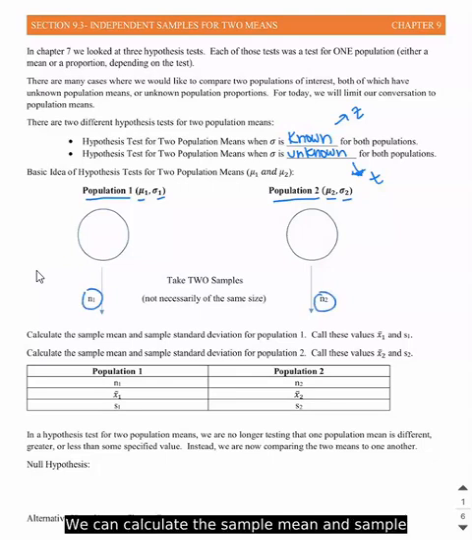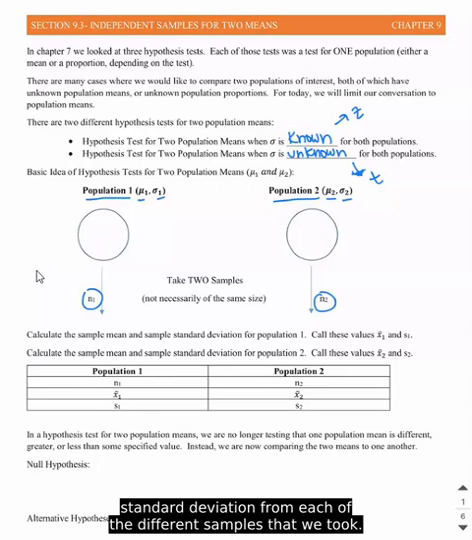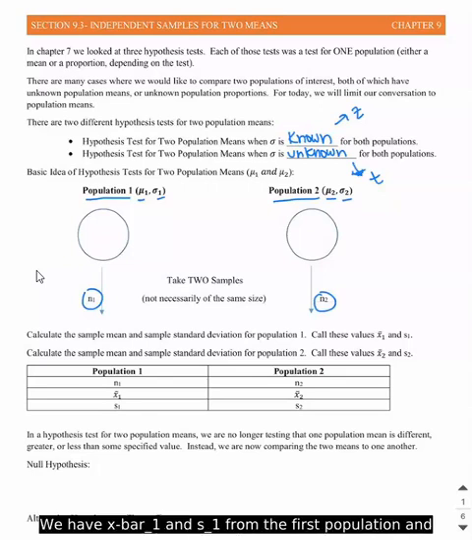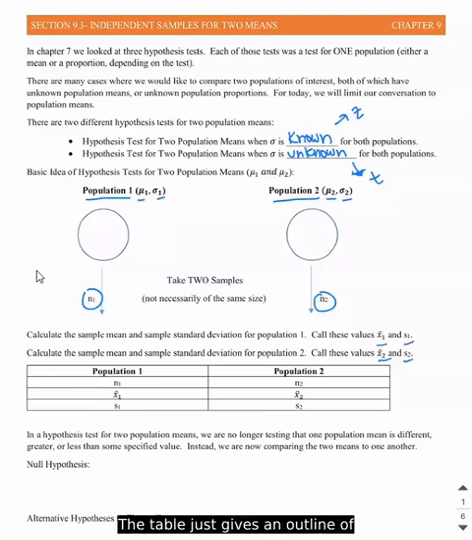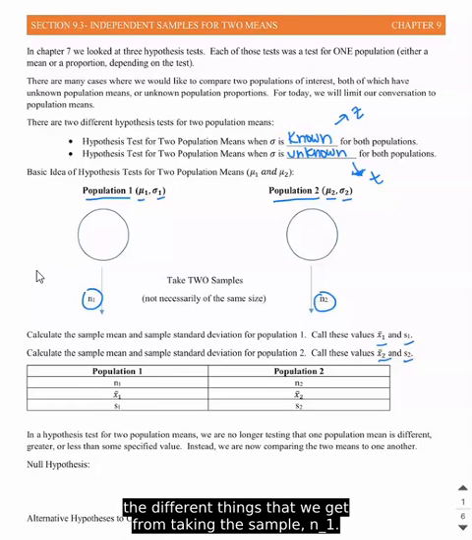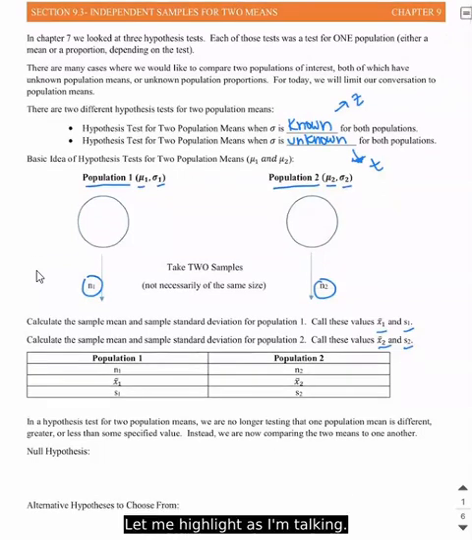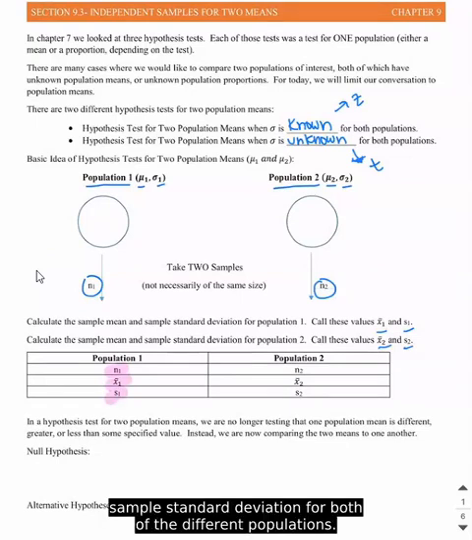And we can calculate the sample mean and sample standard deviation from each of the different samples that we took. So we have X bar sub 1 and S1 from the first population, and X bar sub 2 and S sub 2 for the second population. Again, those are sample means and sample standard deviations. The table gives an outline of the different things that we get from taking the samples. Let me highlight as I'm talking: N sub 1, X bar sub 1, S sub 1. So sample size, sample mean, sample standard deviation for both of the different populations.